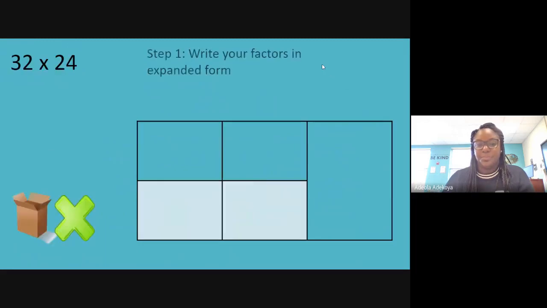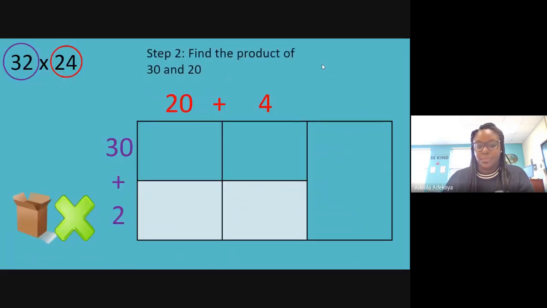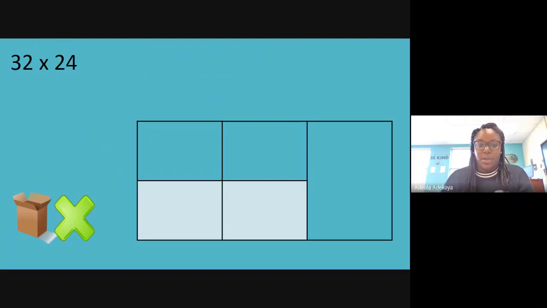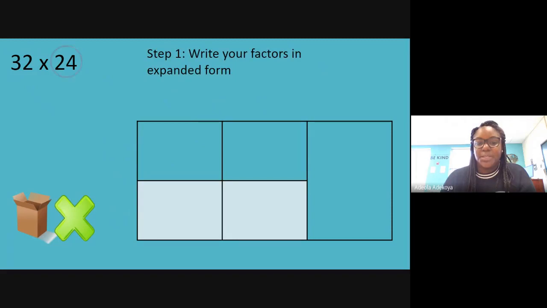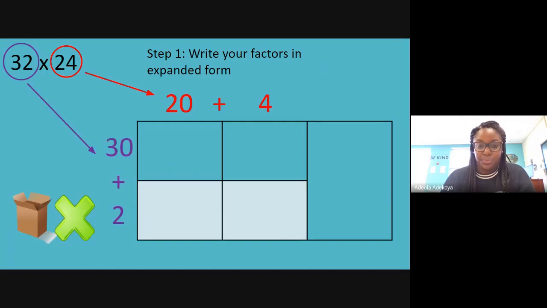We're going to look at another problem. All right, so we've got 32 times 24. Again, another two-digit number by a two-digit number. The first step is to write these numbers in their expanded form. 24 will be 20 plus 4. 32 will be 30 plus 2. The next step would be to multiply my 20 by 30.